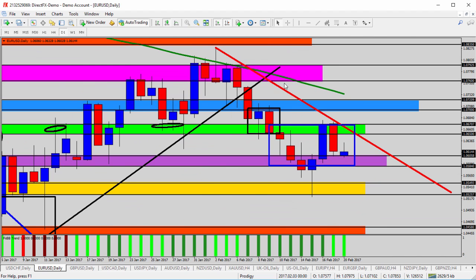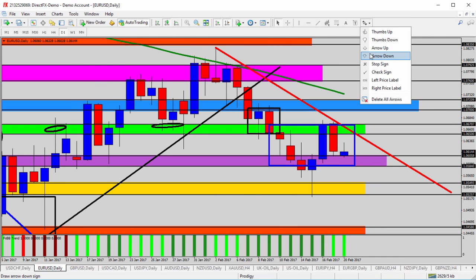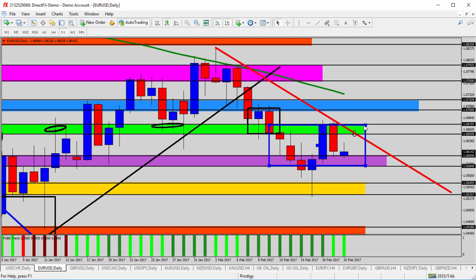Let's go ahead and zoom in a couple of times here on the daily. Obviously, the green shaded area up there where the red trend line is your current resistance. That green shaded area is 1.0650 up to 1.0670. So if you're looking to go short, obviously, that looks like a pretty good place to do it.